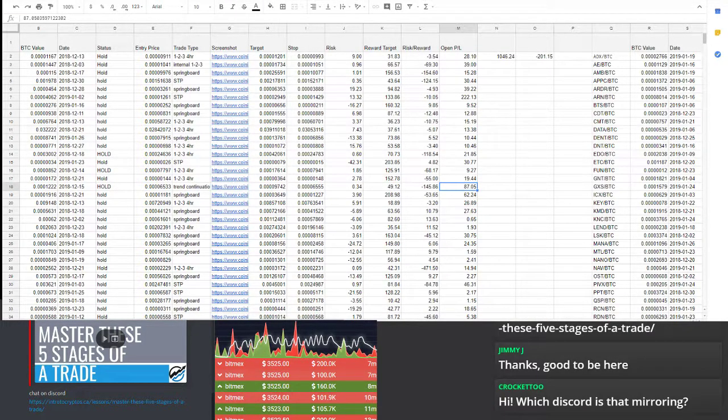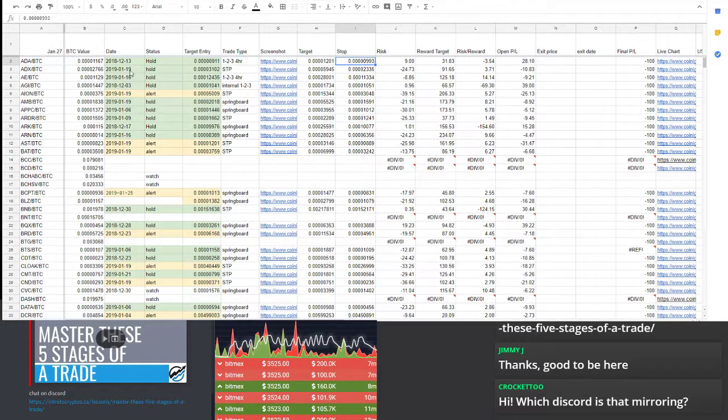Let me just drag this over here and I'll go to the Binance Watch. We can see here that we have the coin. We have the date that the trade went on, or the date the alert was set. And when the alert is set, we have a target entry and a protective stop loss that we're imagining. And we have a screenshot of it. You can see here also we have the trade type. So we're starting to track how many of the internal 1, 2, 3s are working. How many springboard trades are working? What's their success rate? How about the simple trading plan style of trade? Each of these are different trades.